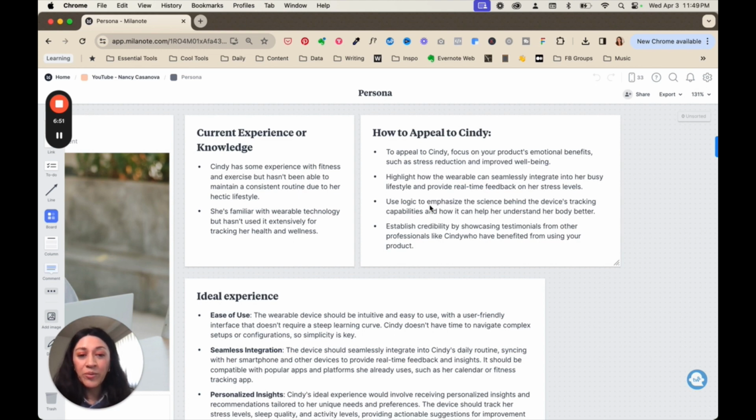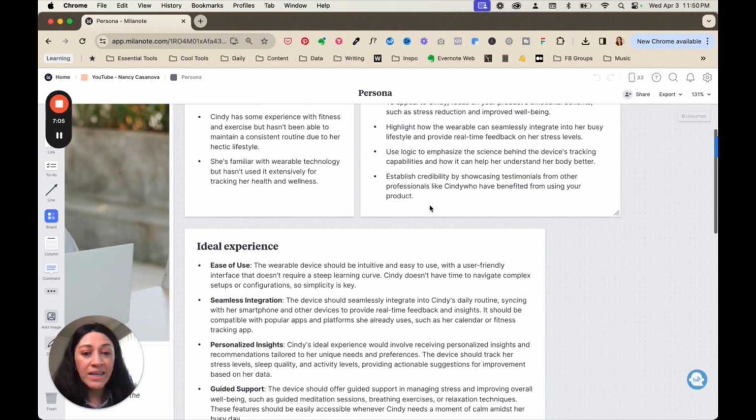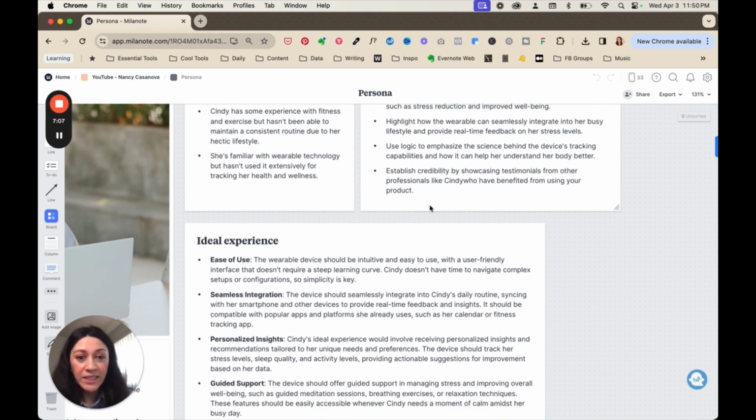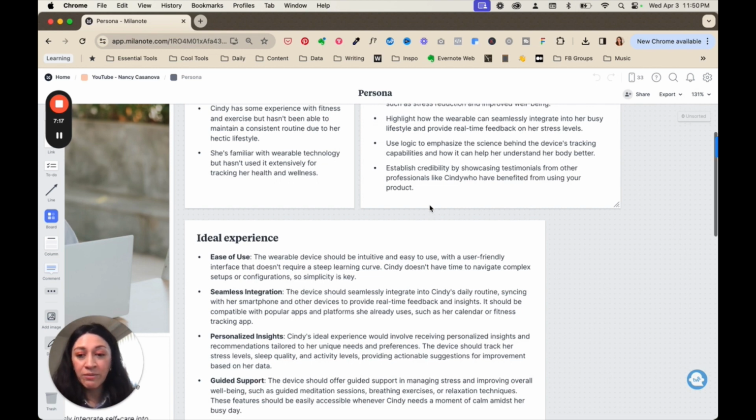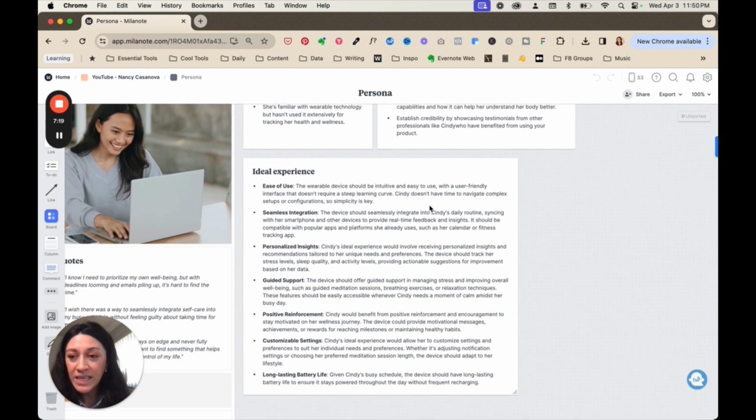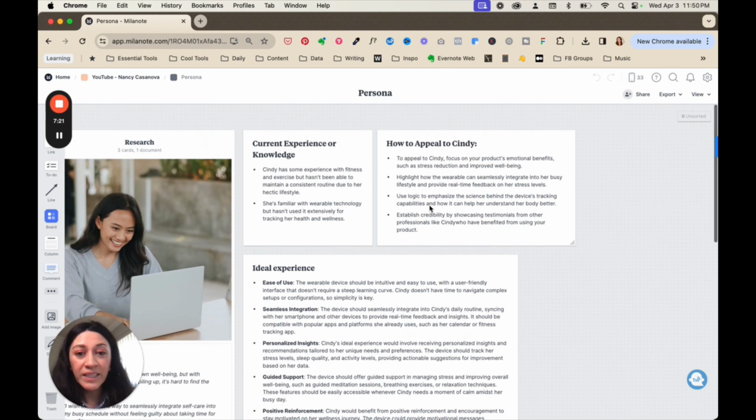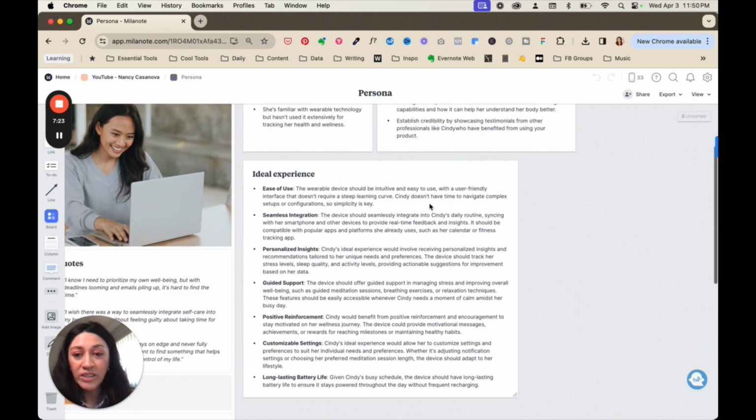And then what is the logic? What would you say to somebody like Cindy to help her understand the science behind the tracking capabilities and how it can help her better connect with and understand her body? And then establishing credibility for Cindy: what testimonials can we showcase from other, similar professionals she can relate to, who have also benefited from using the product? Those are some approaches that could work.